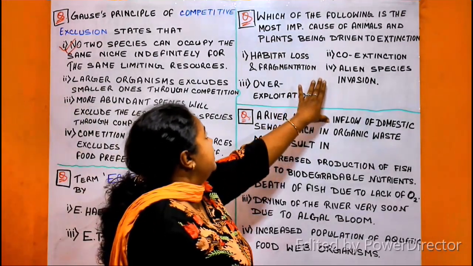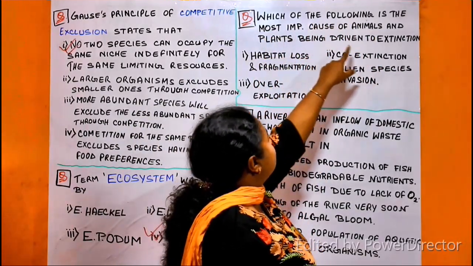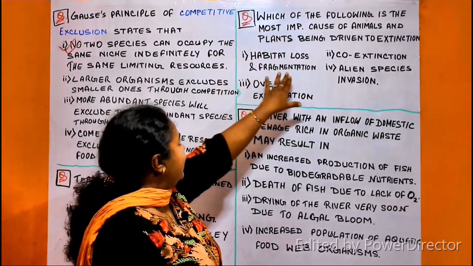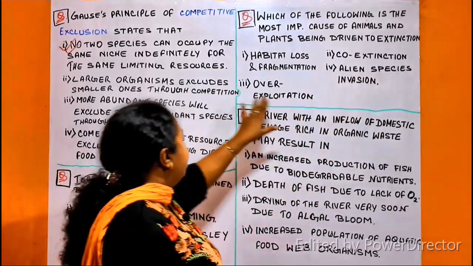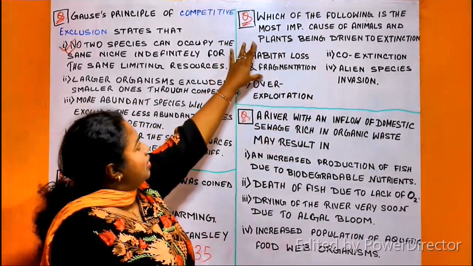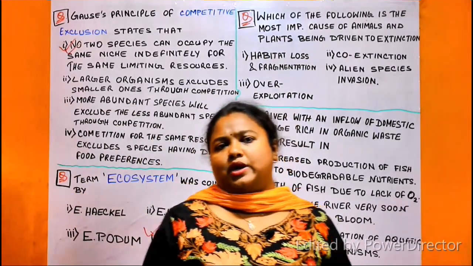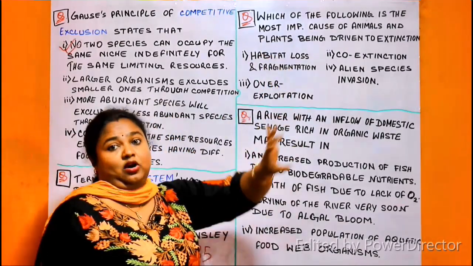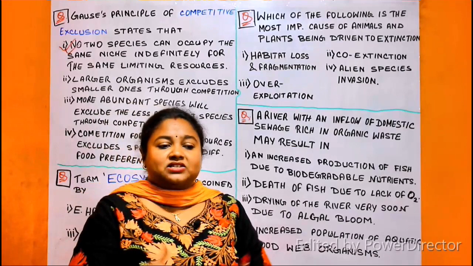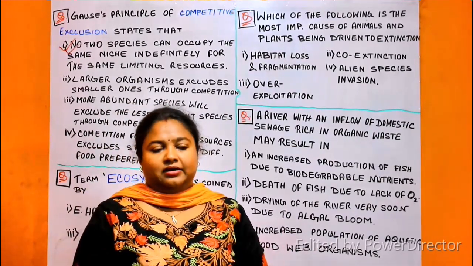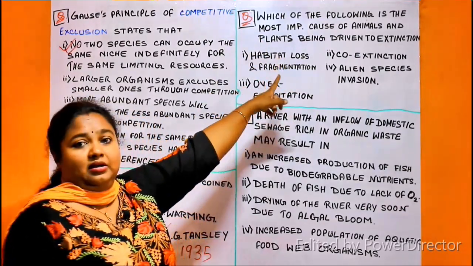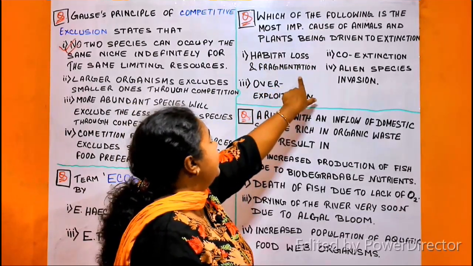Now the next question is: which of the following is the most important cause of animals and plants being driven to extinction? Number 1, habitat loss and fragmentation. Number 2, co-extinction. Number 3, overexploitation. Number 4, alien species invasion. I am discussing all four. Habitat loss and fragmentation happens due to urbanization, road construction, dam construction, where the habitat of particular species is interrupted, fragmented, broken into small pieces, so they cannot exchange their food or move around in their natural habitat. Suddenly this will result in extinction.